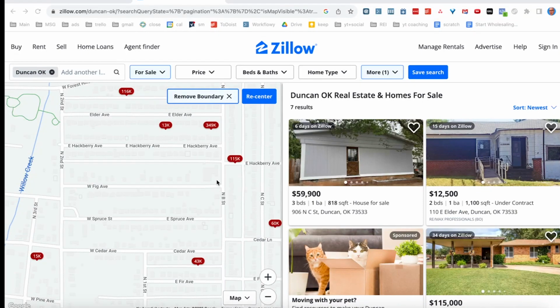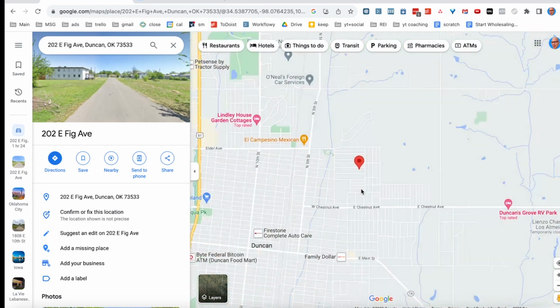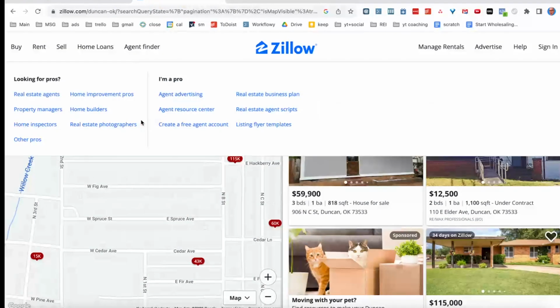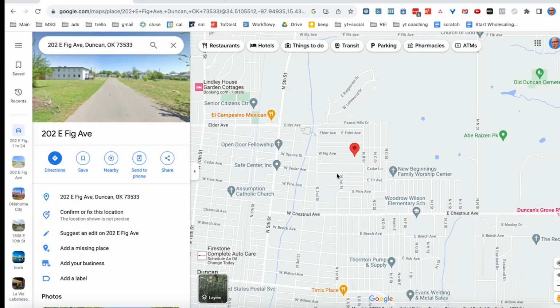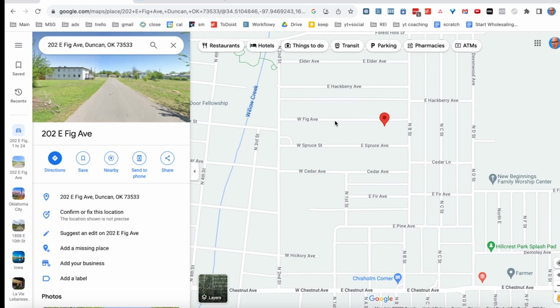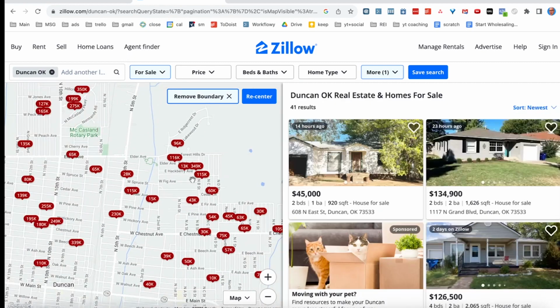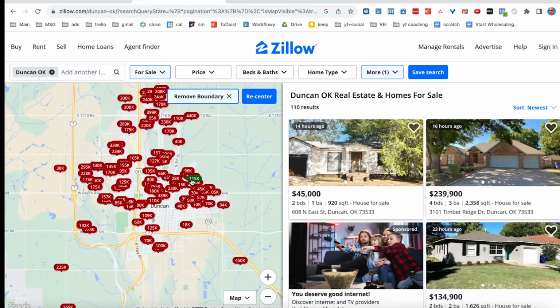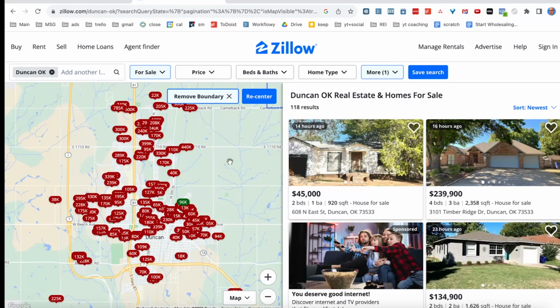If I didn't do that, then I'd have to look at this map, see, okay, this property is here, this is this crossroad, and then I have to manage the map. Whereas here, this is where the property is located. Again, if I look here, Fig Avenue, Hackberry. So Hackberry, Fig Avenue, this is the area of the property. So now I'm going to zoom out, and I see that there's quite a bit of activity here, actives.